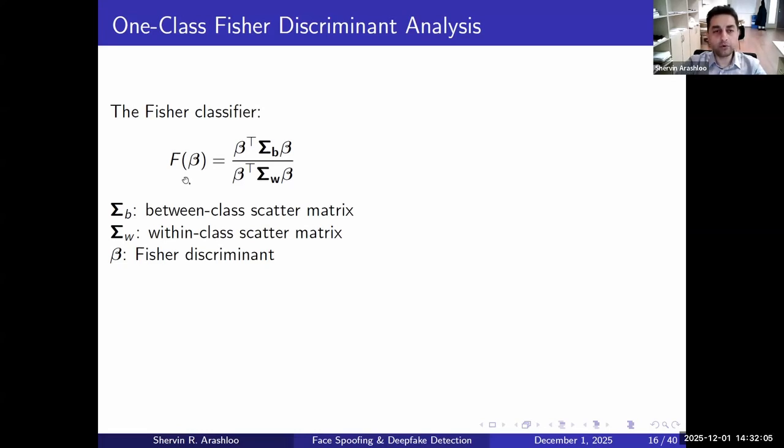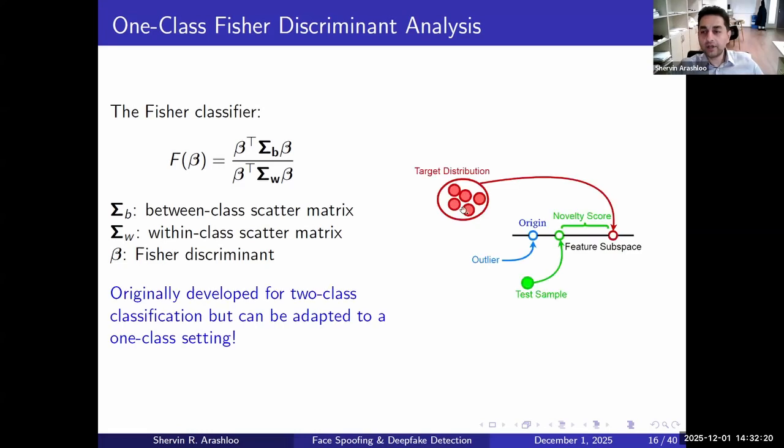Conventionally, it is proposed for problems of two-class classification, but because we are interested in using only genuine samples, we adapted this classifier into a one-class setting. So the idea is, given some samples, we are looking for a projection such that all of those samples are projected into a single point. If that is the case, then the denominator in here would be 0. So it would, in the limit, be the maximum value that we can achieve for this Fisher ratio.